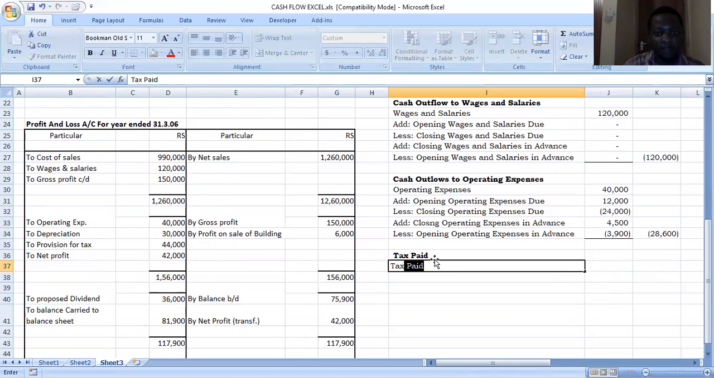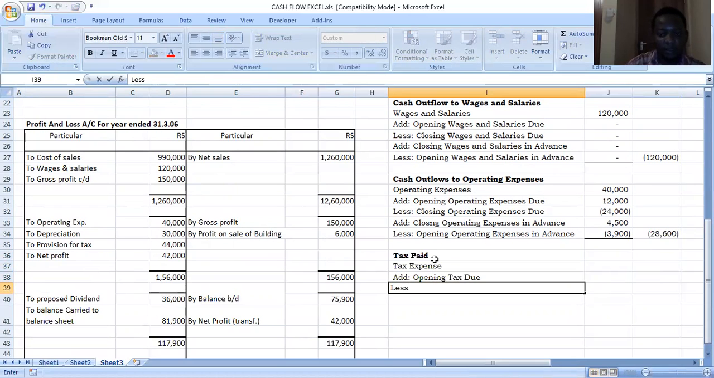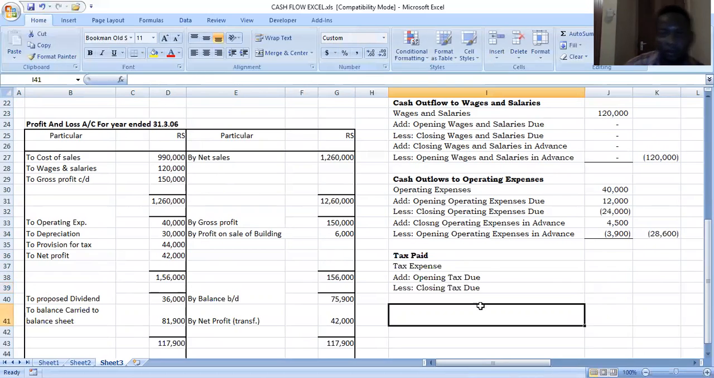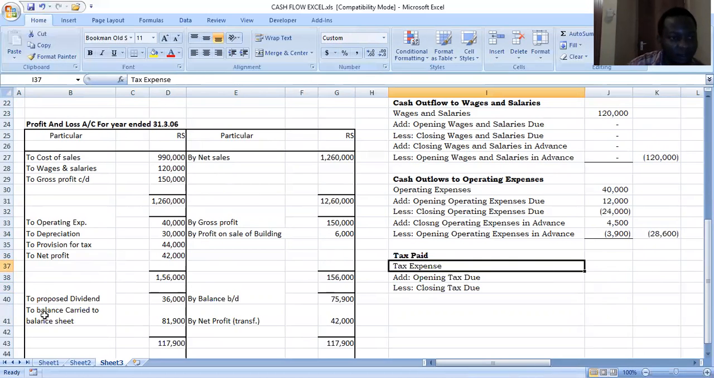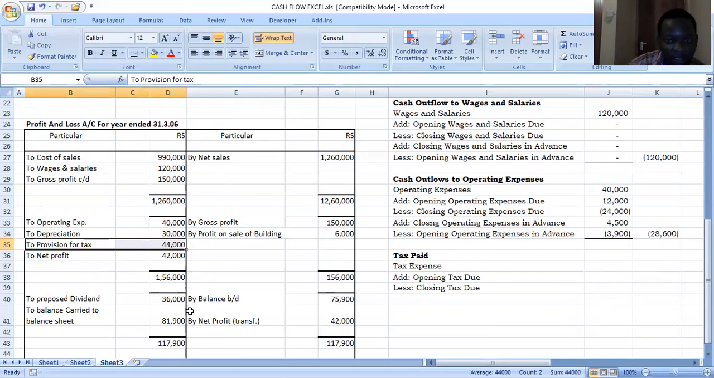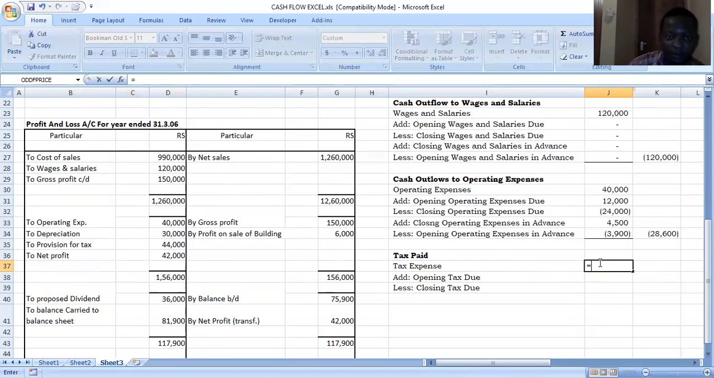So we have the tax expense, then we add opening tax due, and then we less closing tax due. The tax expense is in the income statement. You have it here as an expense, 44,000 shillings. So we key it here in the cash flow statement, 44,000 shillings.